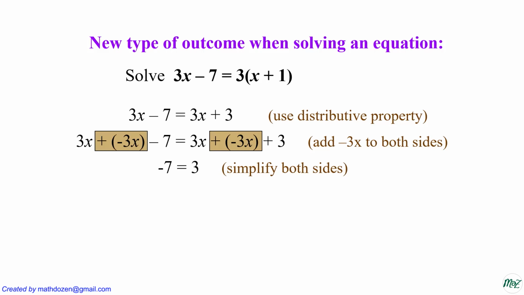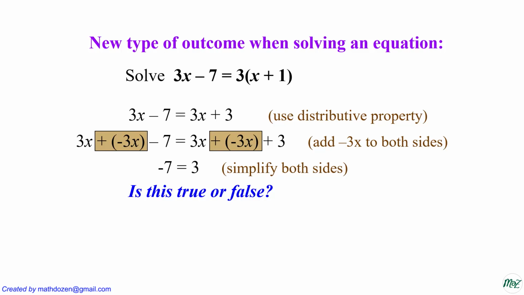So it looks like we have nothing to solve for. However, since we started with the equation, we're still able to make a conclusion about the solution of this equation by looking at the final result of our steps, and that's -7 equals 3. So if you think about it, -7 and 3 are not equivalent numbers. So we're going to say that this statement is not true because -7 never equals 3.